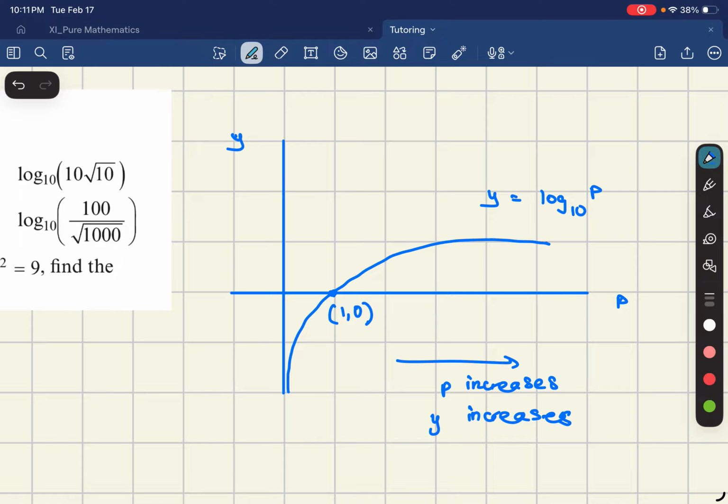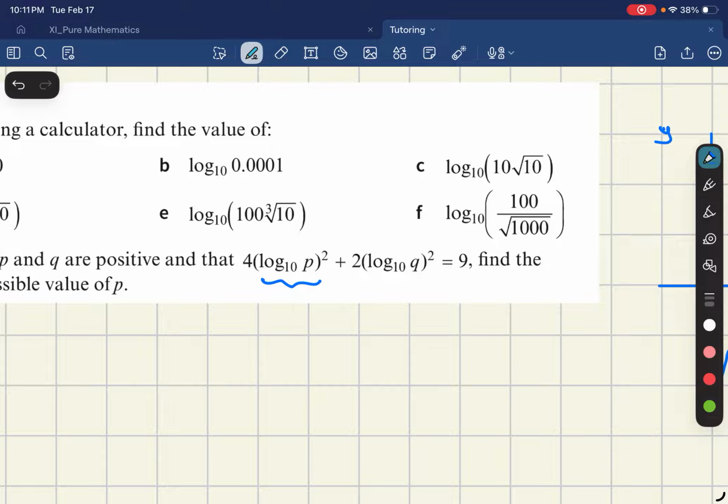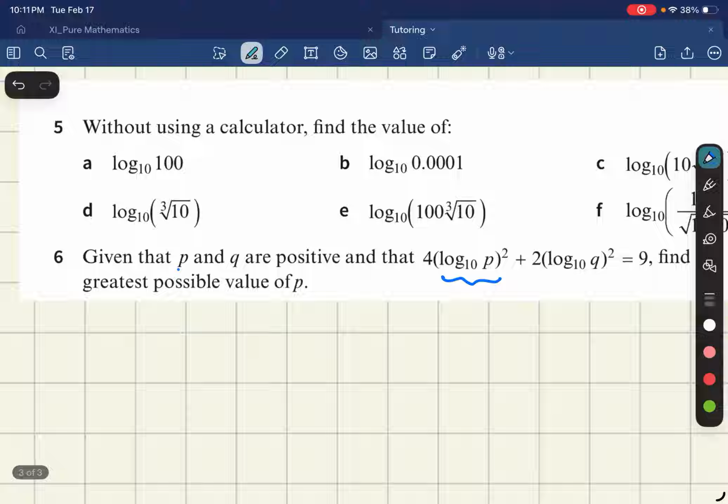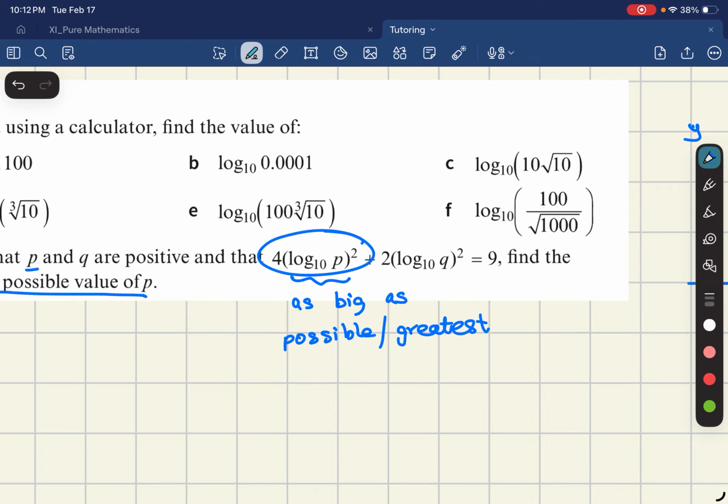But basically, if my P is increasing, then my output is also increasing. Although, I'm sorry, my poor drawing makes it look like it's decreasing. But it's still going to be increasing, something like this. So if P increases, log base 10 of P also increases. So if I want the highest value, the greatest possible value of P, then this is going to be as big as possible. It makes sense that this first part should be the biggest.